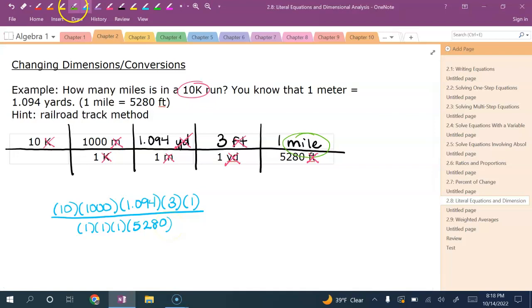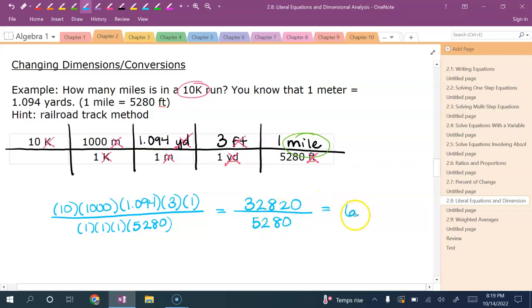So now you multiply across the top and across the bottom. When you multiply across the top here, you should have gotten 32,820. And then across the bottom, you should have gotten 5,280. And then the last step is to divide, and this comes out to be 6.2, and this would be miles. So a 10K is about 6.2 miles.